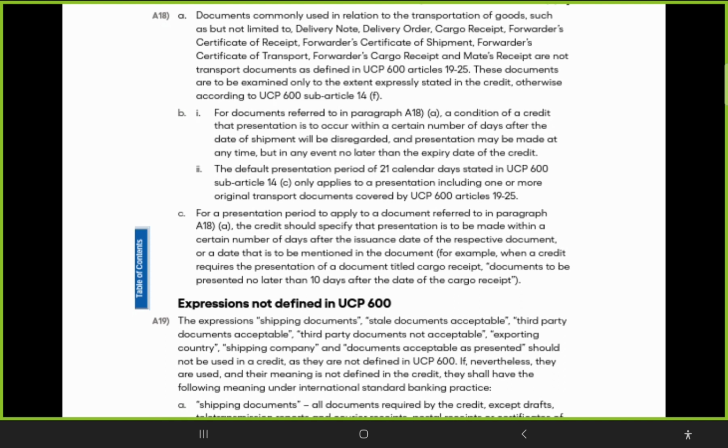Second thing is we are not applying any logic here. We are just checking the document as per 14F. So we will not be able to identify or apply the default presentation period as well. If they wanted to apply something, they have to precisely give the period for presentation. Is it clear?